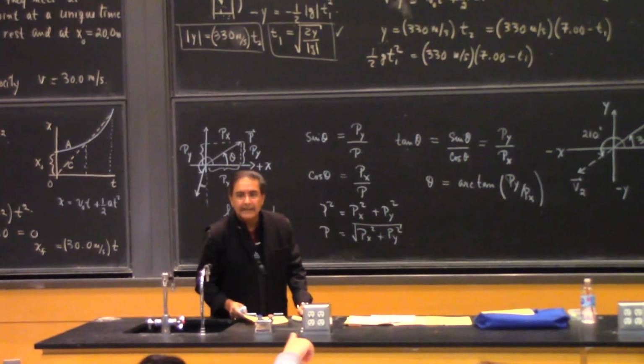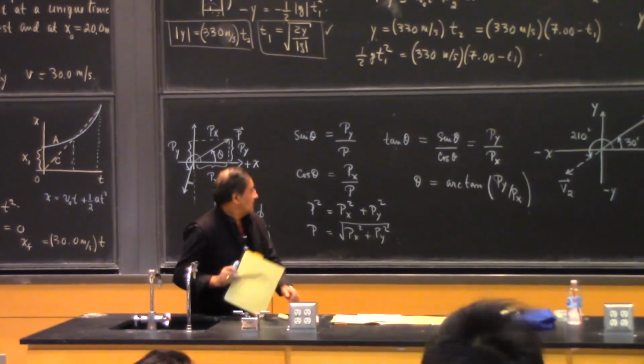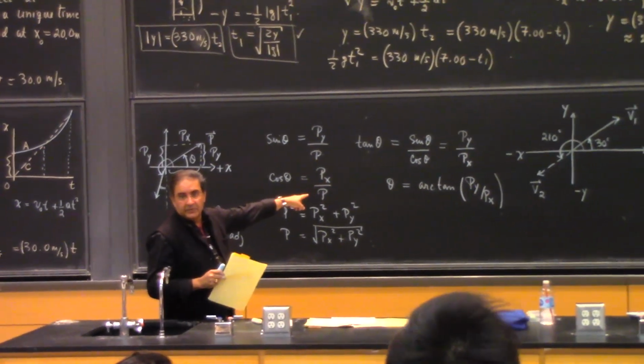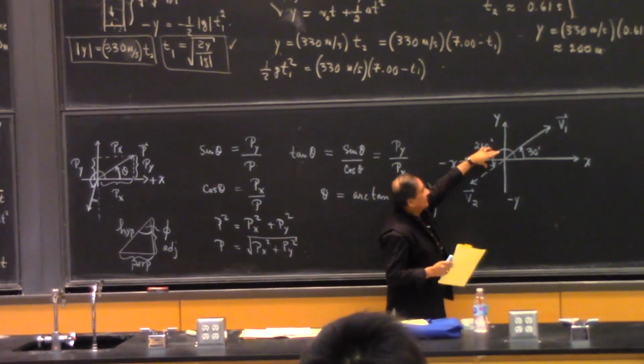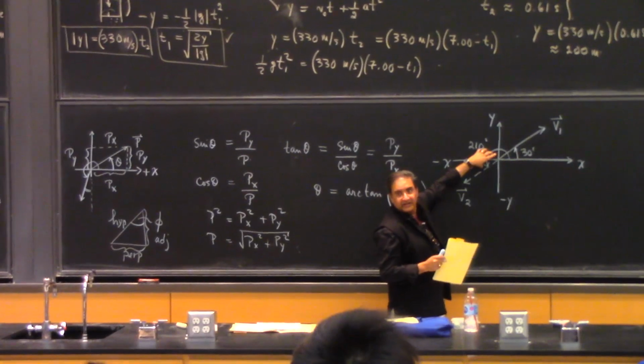It's 180 plus 30. It's exactly opposite. So if this is 30 and it's exactly opposite, you add 180 more, so it's 210.